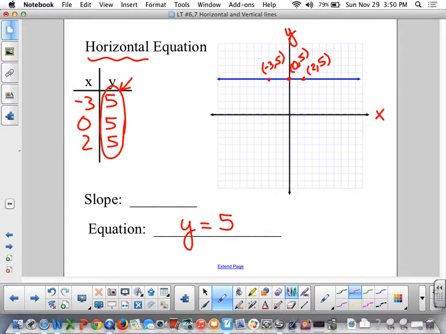Now, let's look at our slope. If we find slope by doing change in y over change in x, and I choose these two ordered pairs, my change in y is plus 0, my change in x is plus 3. So I get 0 over 3, and 0 over anything reduces to 0. So we have a slope of 0. Horizontal lines have a slope of 0 with an equation y equals a number.